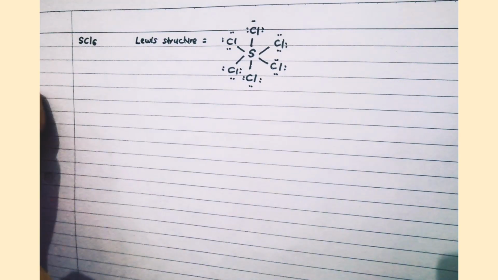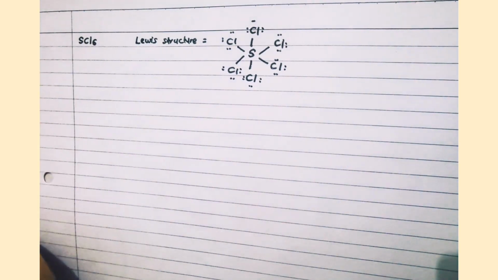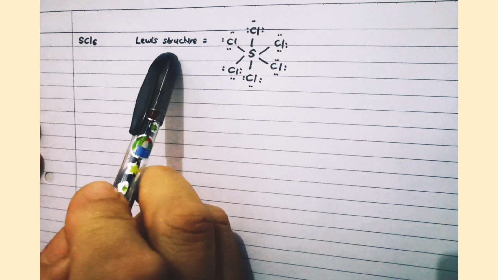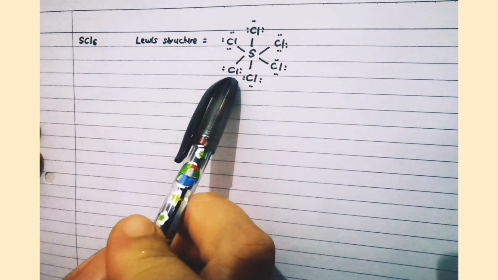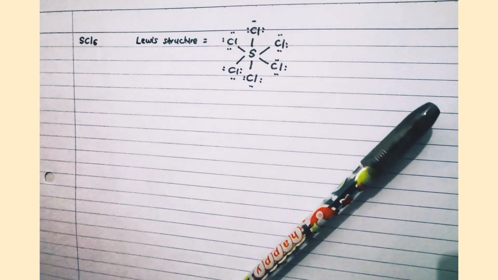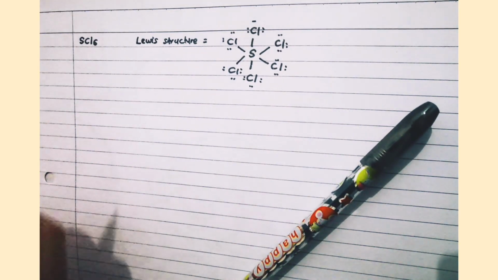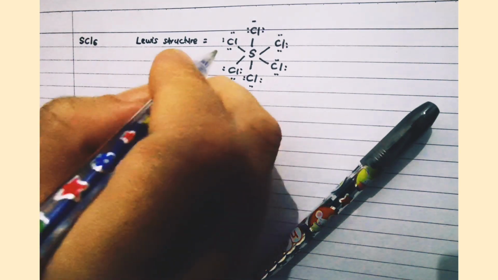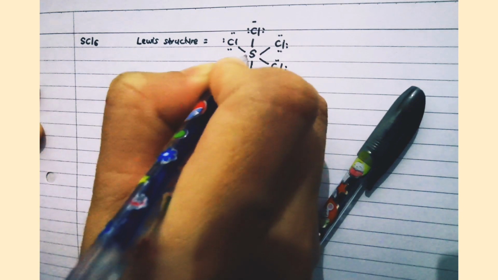Now let's learn how to draw the orbital overlapping diagram of SCl6. First, we must have the Lewis structure of SCl6. This is the Lewis structure of SCl6. From the Lewis structure, we determine the electron group of the central atom. So now our central atom is S.